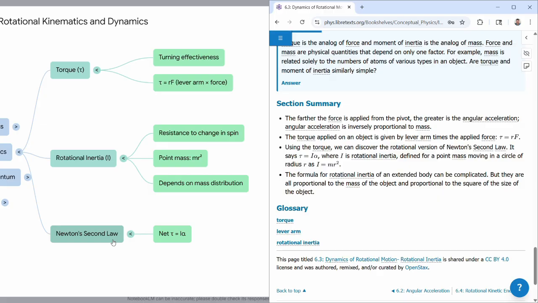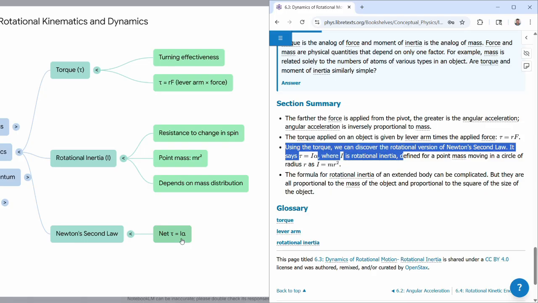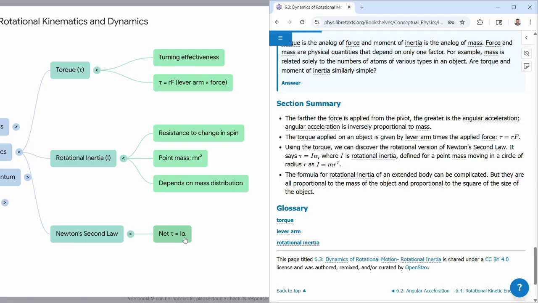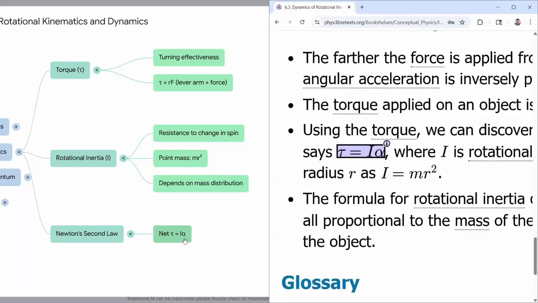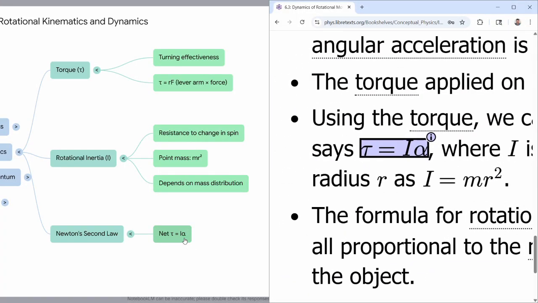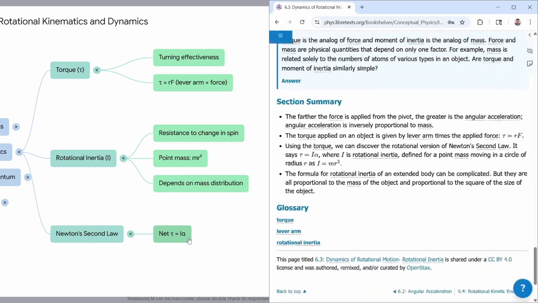So the rotational version of Newton's second law reads: net external torque, which is replacing force, is equal to rotational inertia, which is replacing mass, times angular acceleration, which is replacing acceleration. There's a one-to-one match between the rotational quantities you see here and the translational quantities we looked at back in chapter 2. Both are Newton's second law.